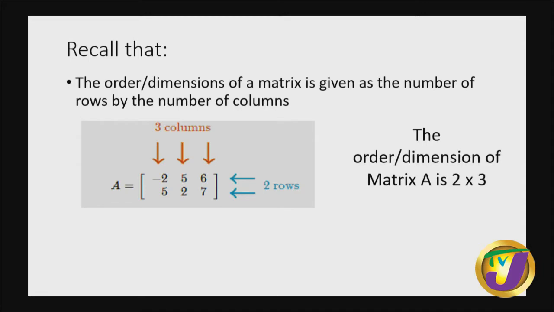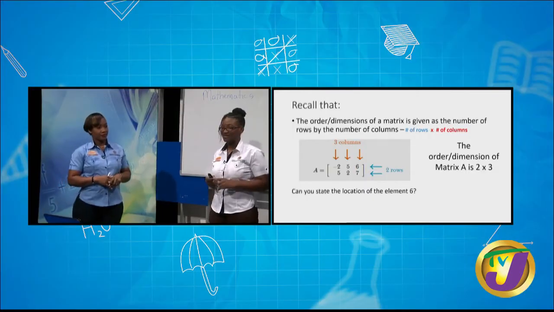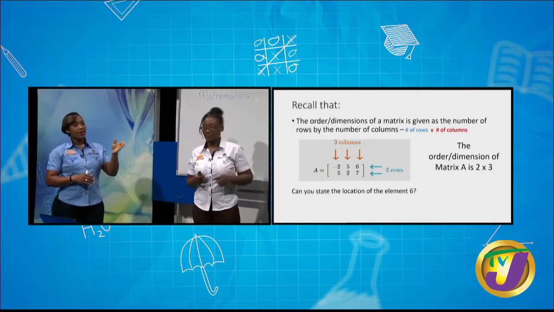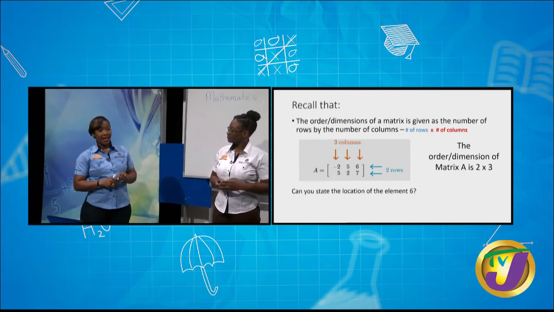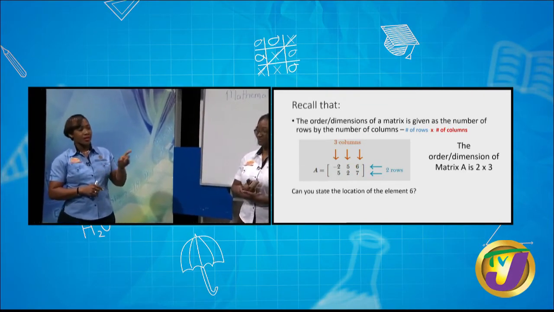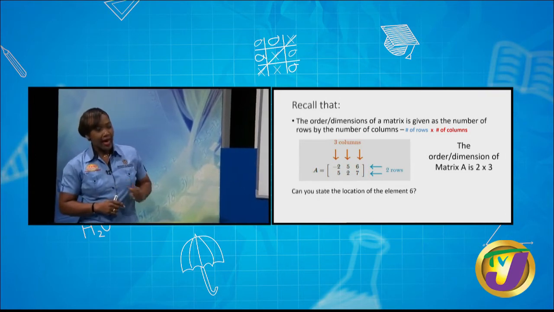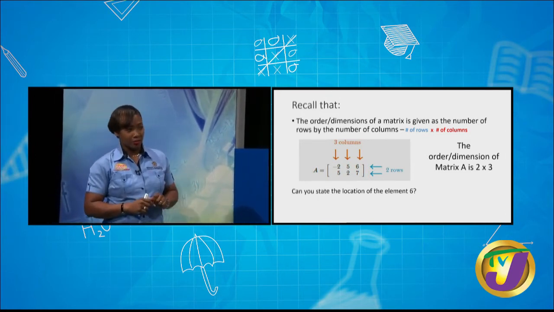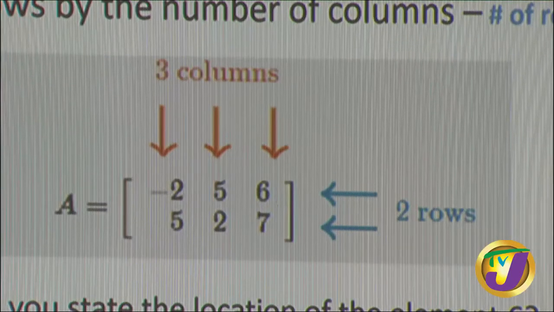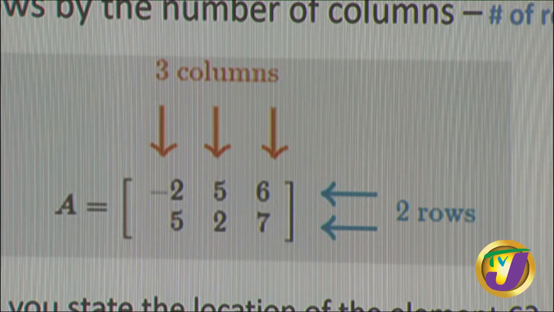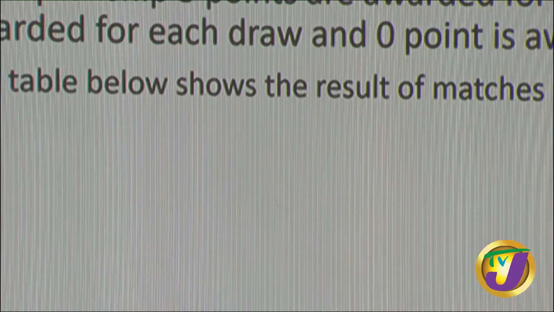That's right. So Tamika, can you state the location of the element 6 in matrix A? Well, now that I know that the matrix has rows and columns, 6 is in the first row. And it is in the third column. You sound like a brilliant student. So the element 6 is located in row 1, column 3. So let's get into today's lesson.